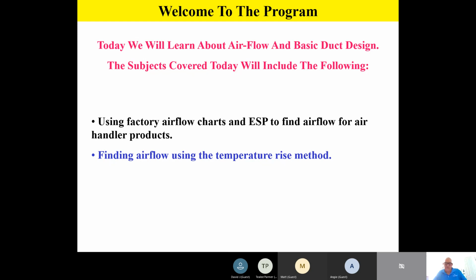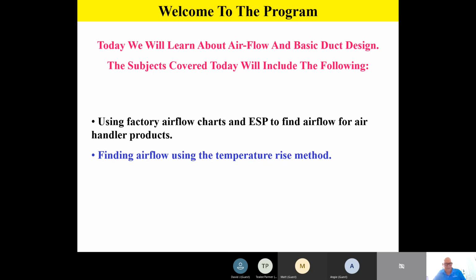But finally, we're going to also learn about finding airflow using what we call the temperature rise method, which has been around for probably over 100 years. Basically, if you've got a thermometer, you can find airflow by looking at the temperature of the air going through the heat exchanger. There's a formula that we're going to plug in and share with you today. It's a very old method of finding CFM, but I might add, it's an accurate method.